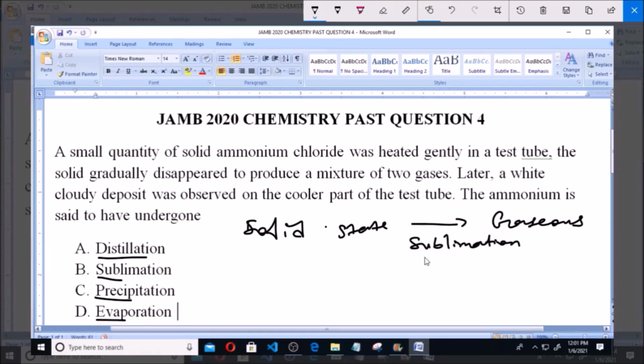Sublimation occurs when a substance changes directly from the solid state into the gaseous state without going through the liquid state. And that is what happened here. When heat was applied to the ammonium chloride, it changes directly into gas. Then it's cooled back to give the ammonium chloride again, and that is sublimation, which is option B.